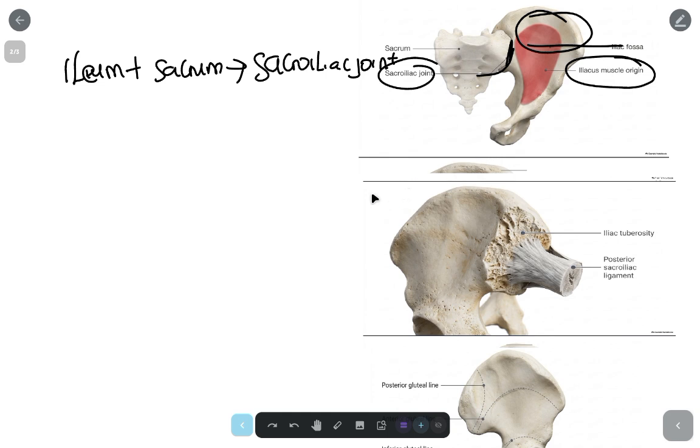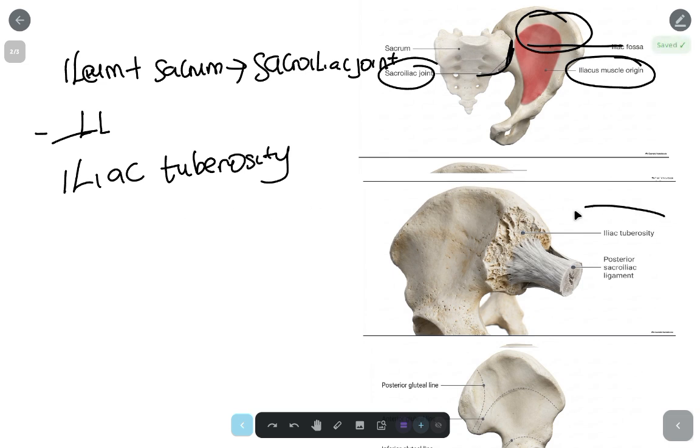Now we have the iliac tuberosity. In the iliac tuberosity, there is a ligament that attaches. So this is the iliac tuberosity. The ligaments that attach at the iliac tuberosity are called the sacroiliac ligaments. So the sacroiliac ligaments attach at the iliac tuberosity.